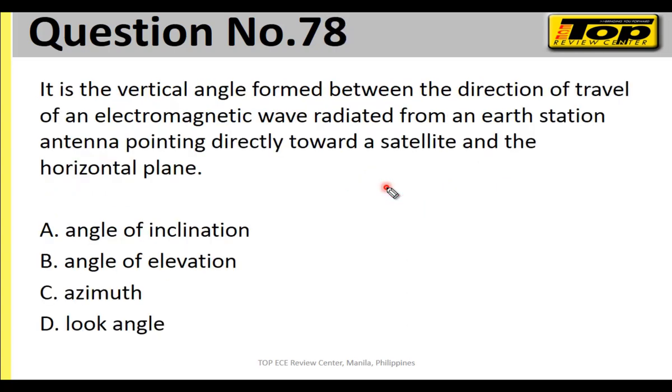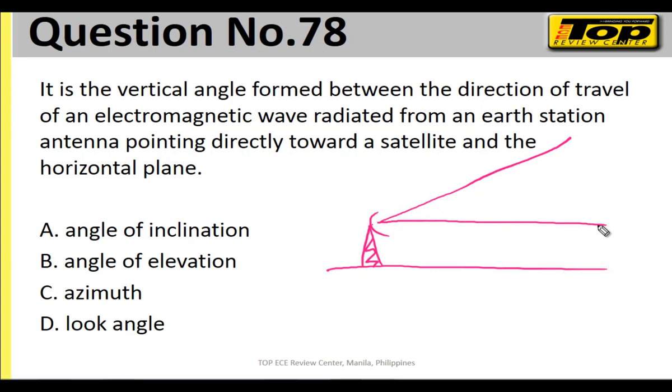Next question, number 78. The vertical angle formed between the direction of travel of an electromagnetic wave radiated from an Earth station antenna pointing directly toward the satellite and the horizontal plane. Okay? So, anong tawag natin doon? Vertical angle formed from the Earth station. So, ito yung Earth station natin. Tapos, vertical angle formed. Anong tawag natin dyan? Angle of elevation. Okay, so the correct answer is letter B, angle of elevation.